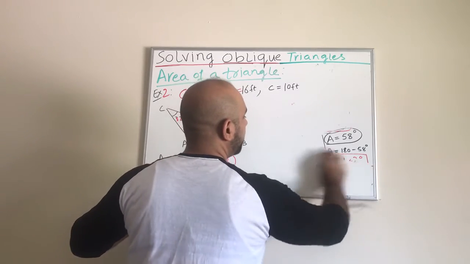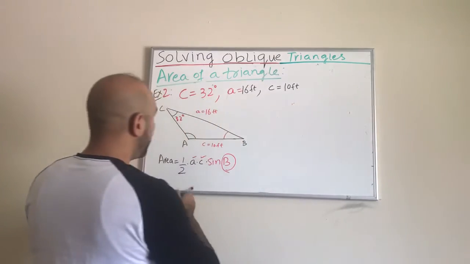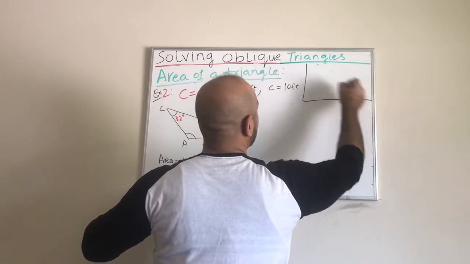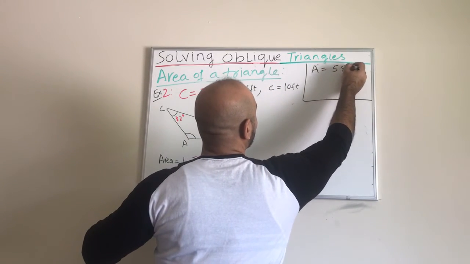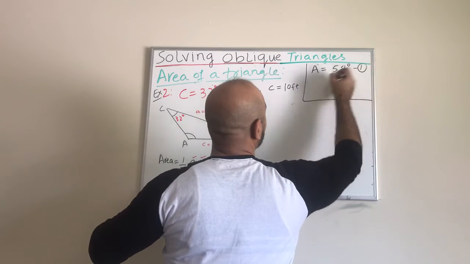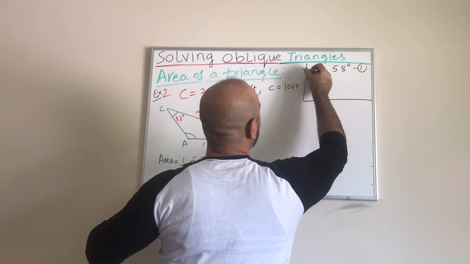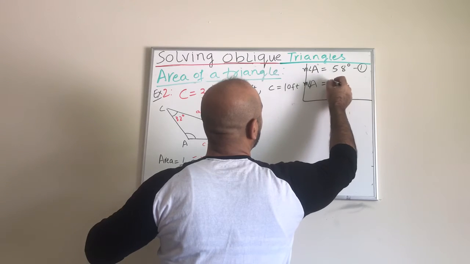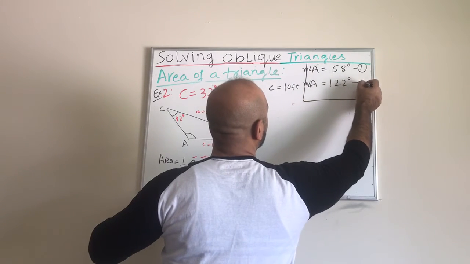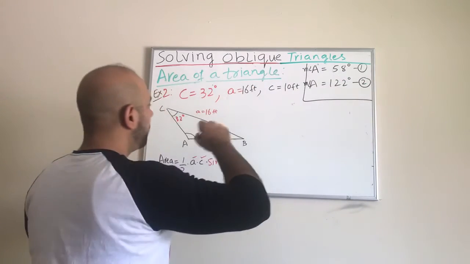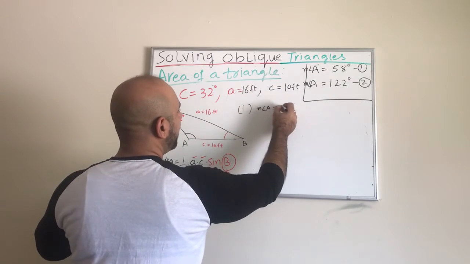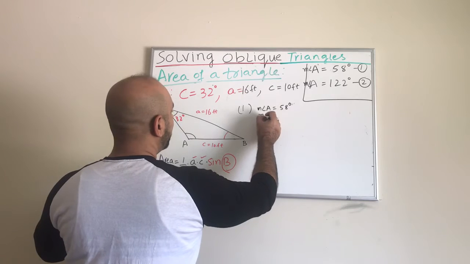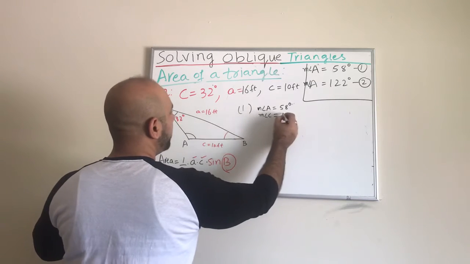So maybe I'll write them somewhere else. I get my first case, case 1, where the measure of angle A is 58 degrees, and my second one, the measure of angle A was 122 degrees. For case 1, the measure of angle A is 58 degrees, and then the measure of angle C is 32 degrees.